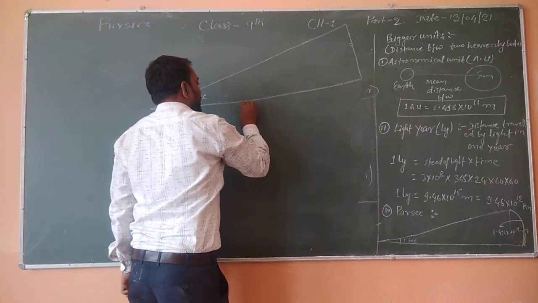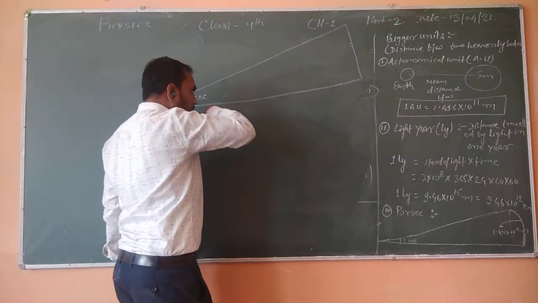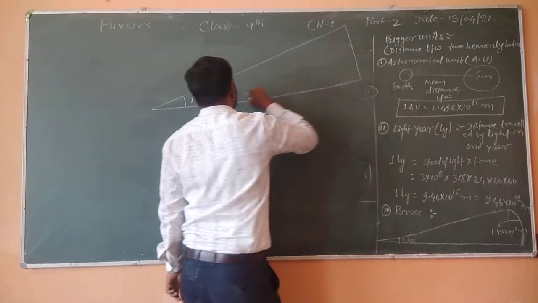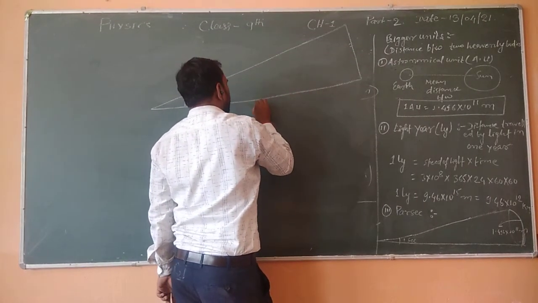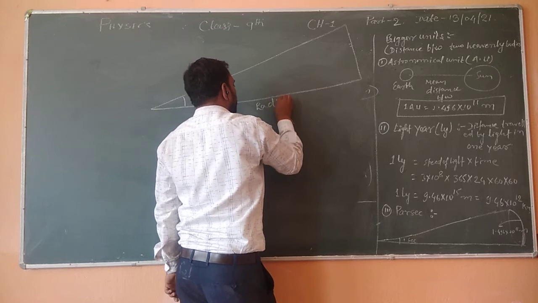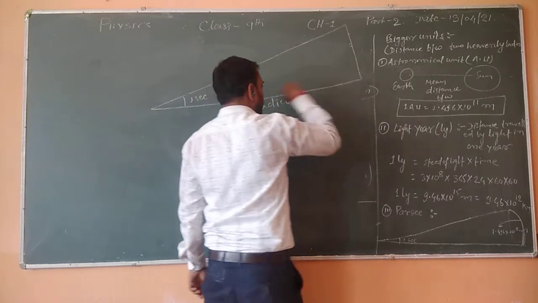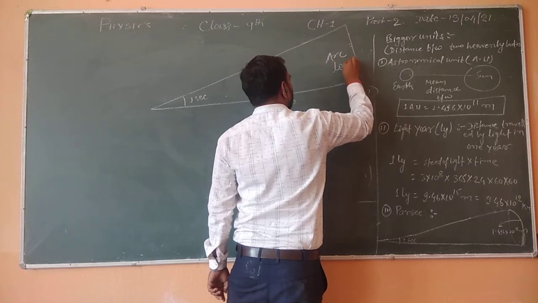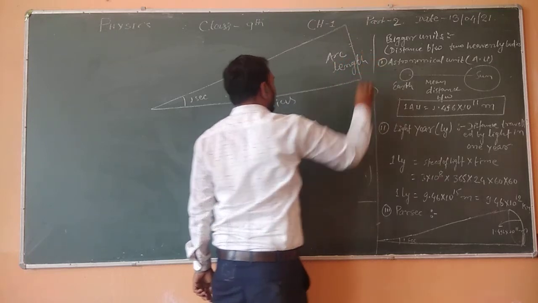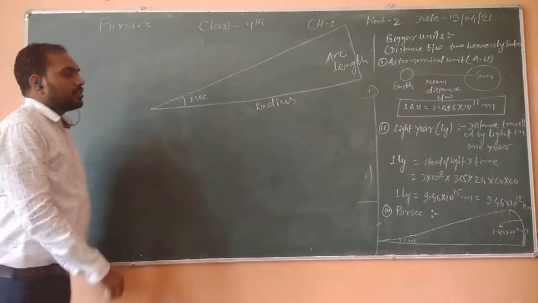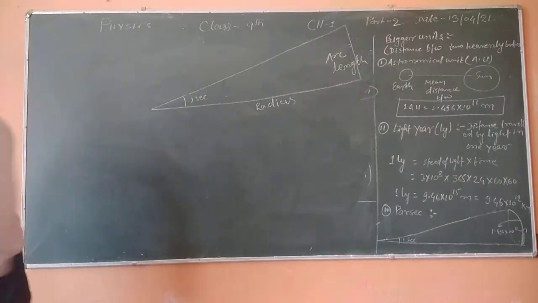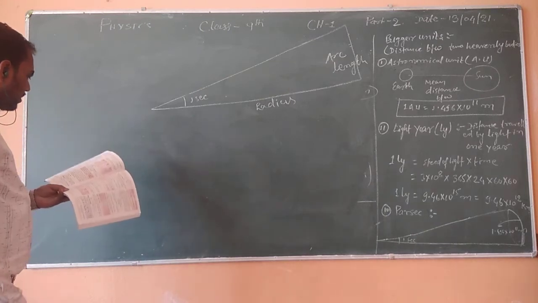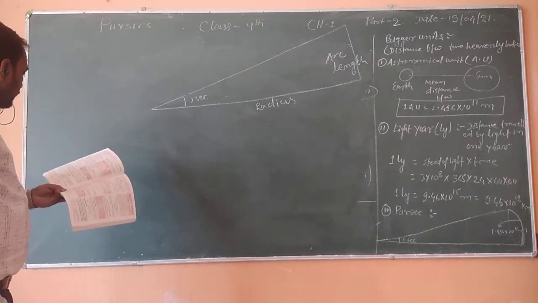This will be the radius, and this will be the angle, radius, arc length. This arc length will give you what is called a parsec. Come to the point. How will we calculate the parsec unit?